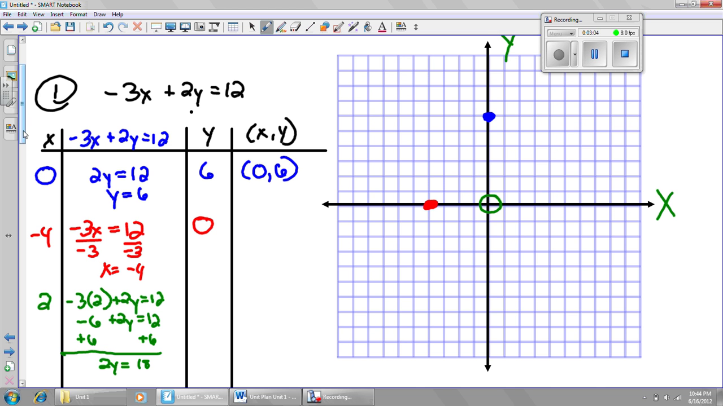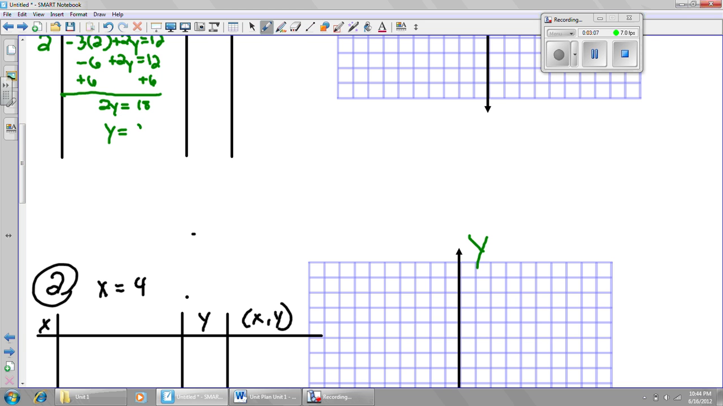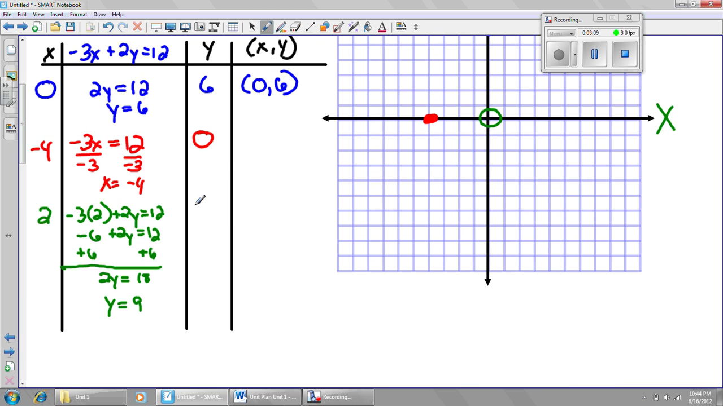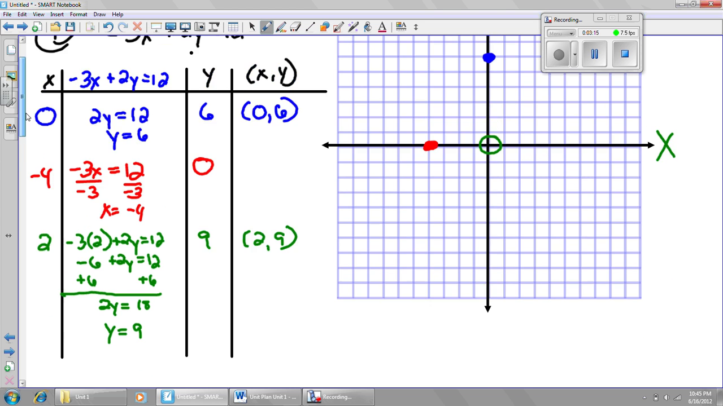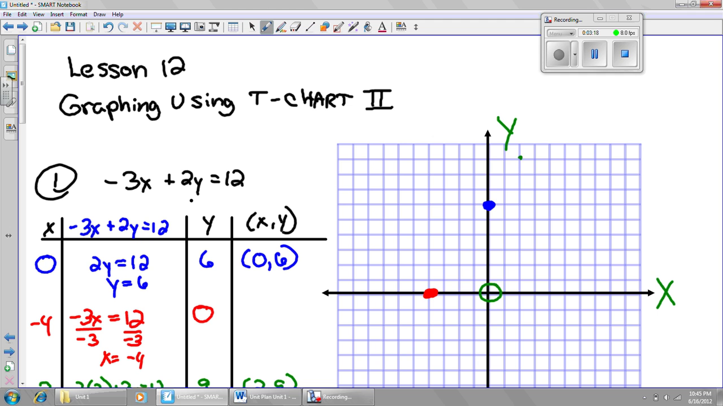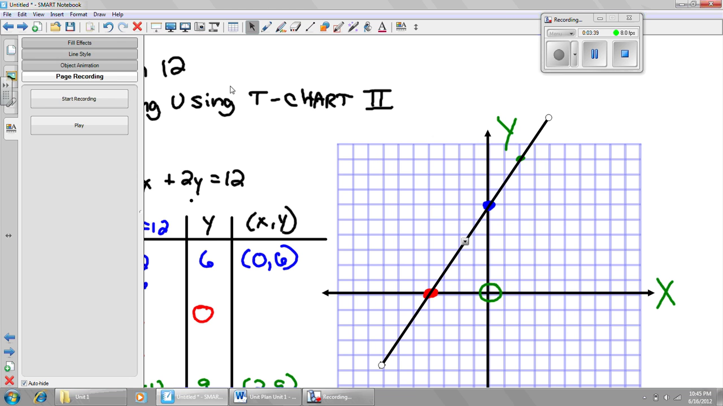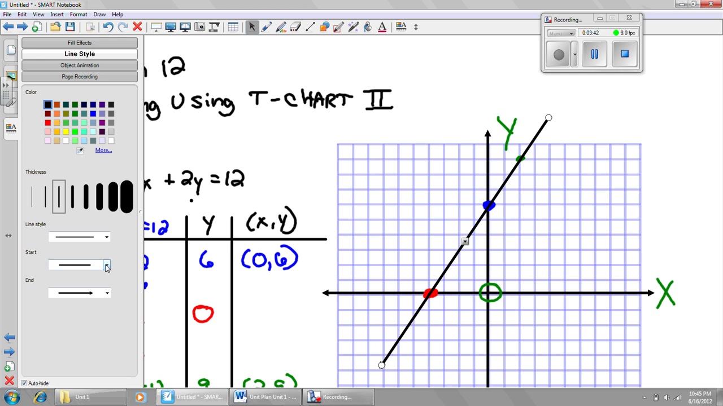And then y is going to equal 9. All right, so y is 9, so I'm going to get the point (2, 9), and I'll go plot that. (2, 9) should be right there. And do the 3 points look like they're on the same line? They should, but let's draw the line in and see. Yep, they sure do look like they're on the same line. Now remember, I'm not going to stop it there. I'm going to extend it and put an arrow on the end, and there you go.